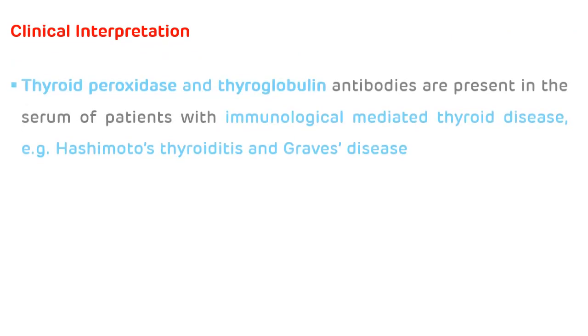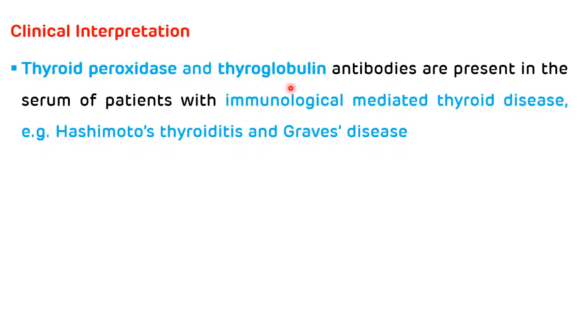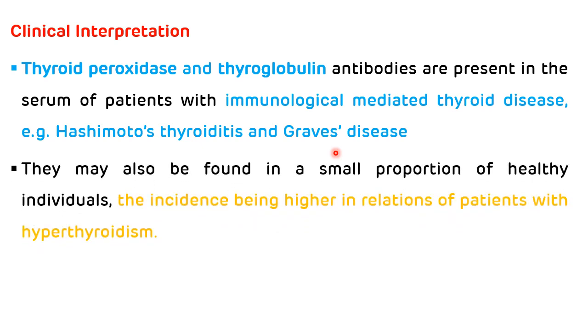Now clinical interpretation. Thyroid peroxidase and thyroglobulin antibodies are present in the serum of patients with immunologically mediated thyroid disease like Hashimoto's thyroiditis and Graves' disease. Both are autoimmune disorders. And they may also be found in a small proportion of healthy individuals, the incidence being higher in patients with hyperthyroidism.